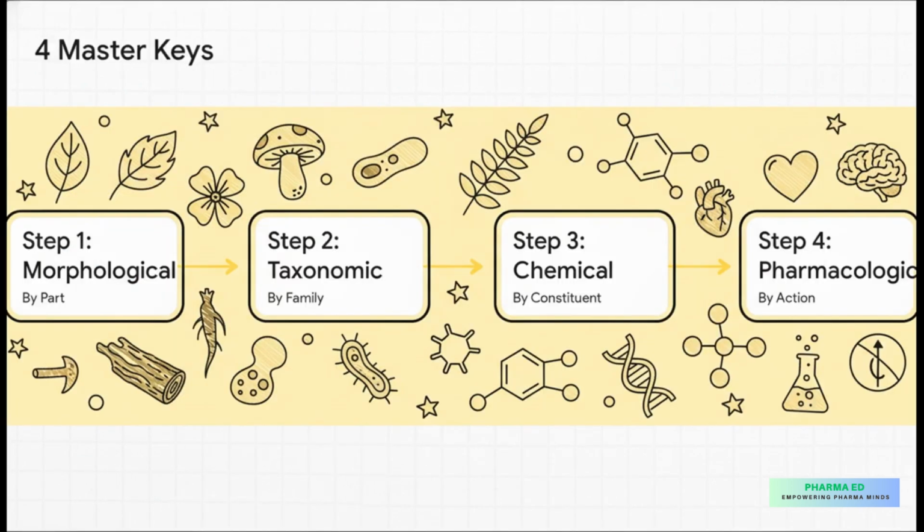So here they are, your 4 master keys for the exam. Just remember these 4 questions. Morphological is, what part is it? Taxonomic is, what family is it from? Chemical is, what's inside it? And pharmacological is, what does it do? If you can explain these 4 with just 2 solid examples for each, you are absolutely set for full marks.